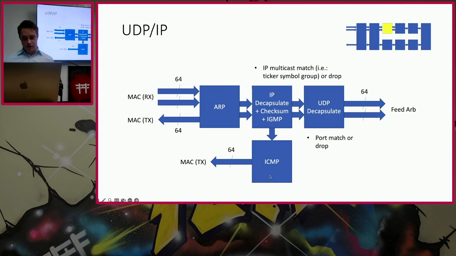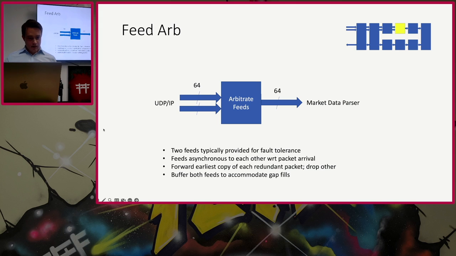ICMP is just echo response for pings. So we decapsulate the UDP headers, and we pull the port out of there. We do a port match. If the port matches, we forward the packet. Otherwise, we drop it. And that gets forwarded to the feed arbiter.